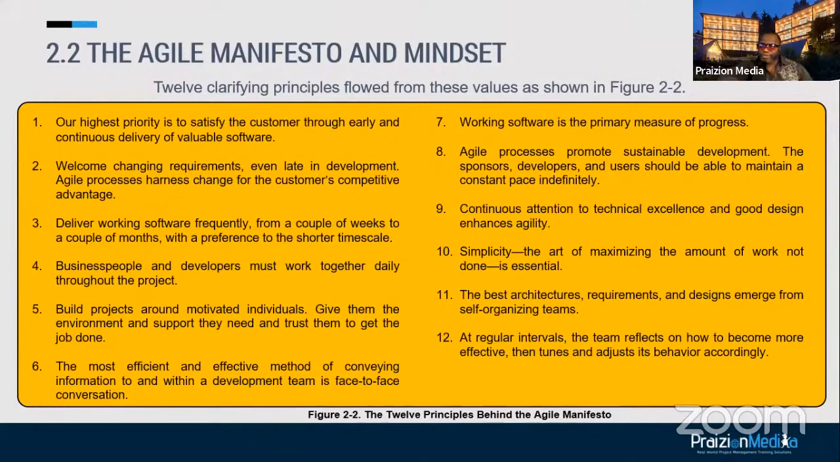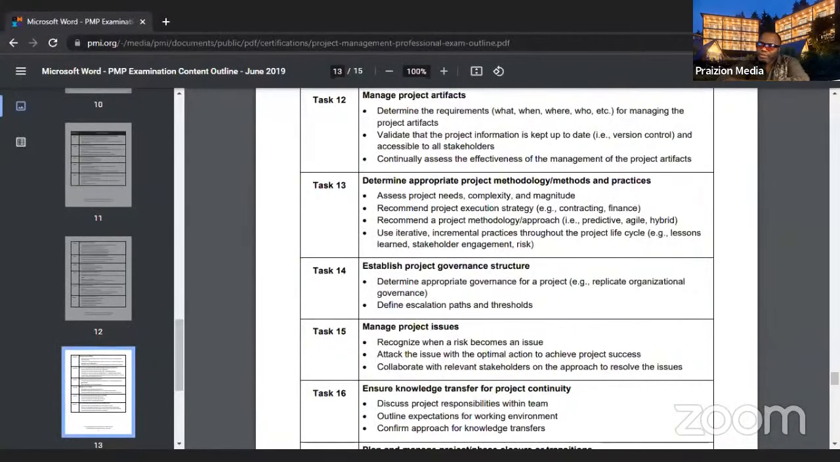Let's go back to the manifesto, mapping again to number 13 here. So determine appropriate project methodology, methods, and practices. All of this is tied in some way to satisfying the customer through early and continuous delivery of valuable products. You can't do early and continuous if you're stuck in predictive, see. For that reason, you got to think about Agile. You got to think about the manifesto in this way, okay? There's the manifesto.